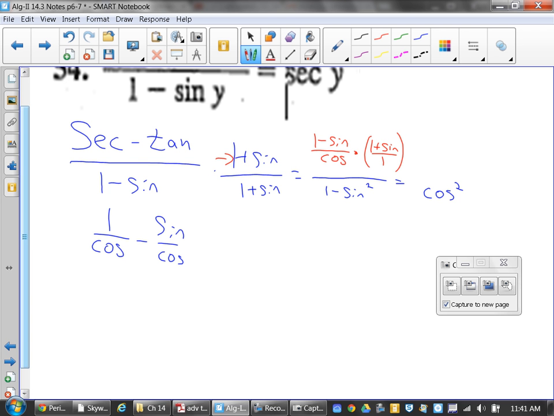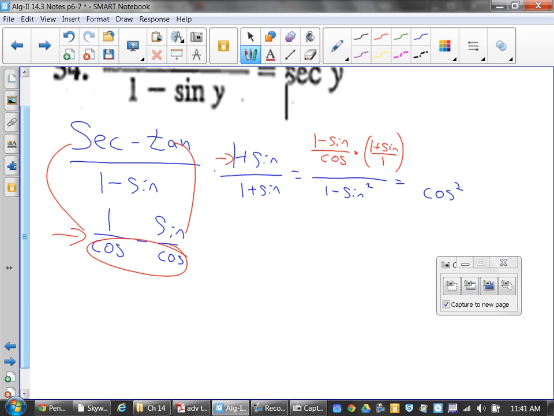Why is it 1 minus sine? Because there's a minus sign right there. Secant is 1 over cosine, tangent is sine over cosine, they have the common denominator, so it's 1 minus sine. Okay? I just did it in a separate chunk there. Sometimes you have to piecemeal some of these together to make you really think about what's going on. Because I was just writing it and I missed that little chunk.